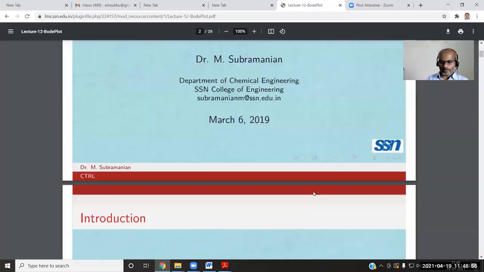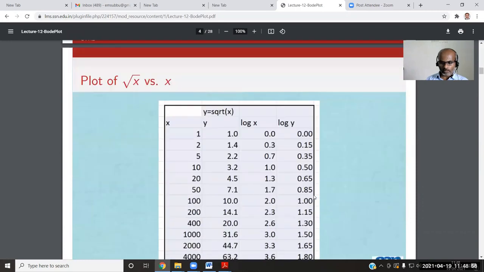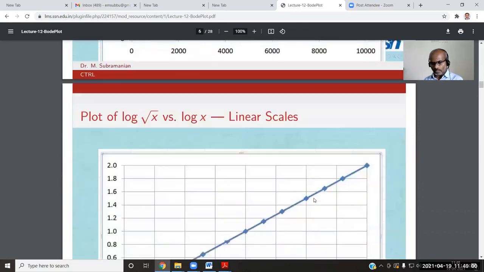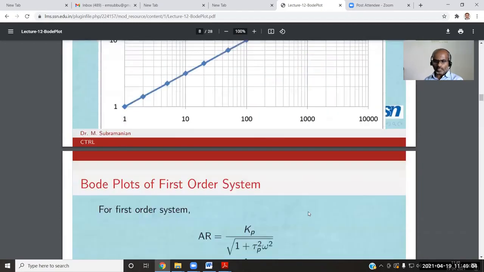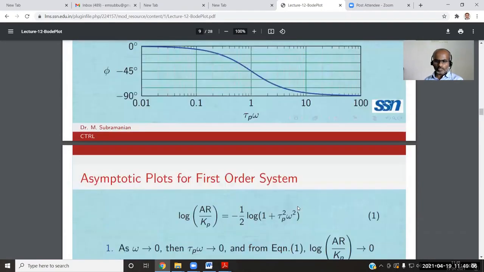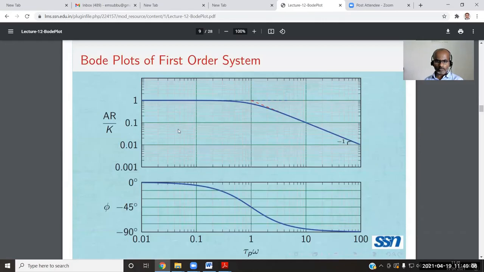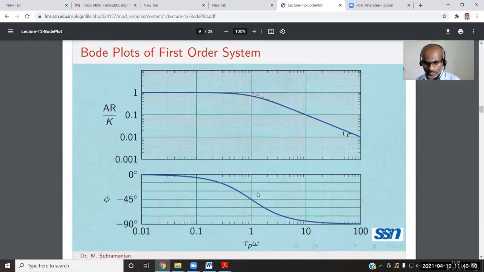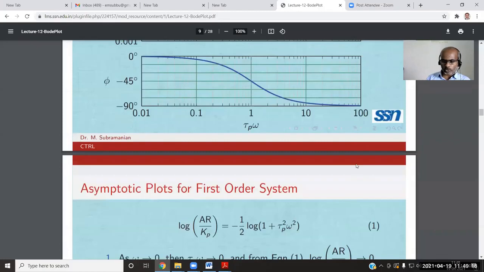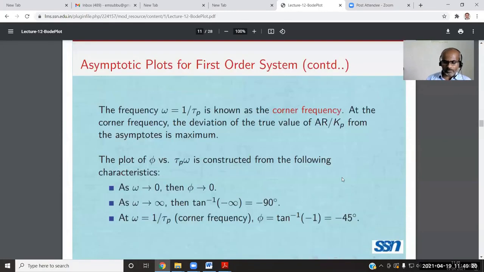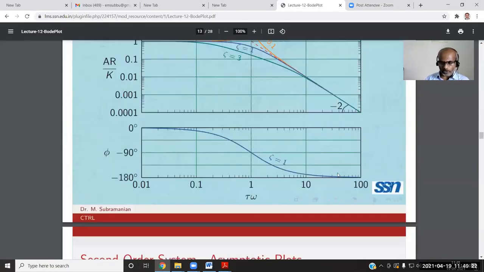Bode plot is based on the asymptotic relations, asymptotic values at the low frequency and high frequency limits. So using that, you can make these Bode plots, or simply, till tau omega equal to 1 we will be having this low frequency, and after that it is the high frequency asymptote. For first order, the slope is equal to -1. For second order, the slope is -2. For other systems, how the trend will look like, please go through that.